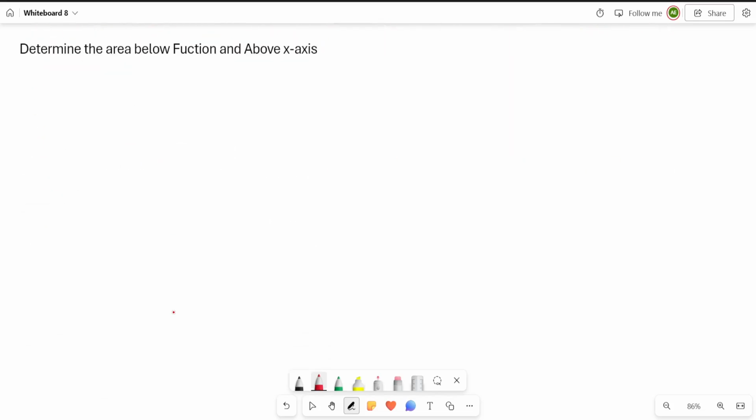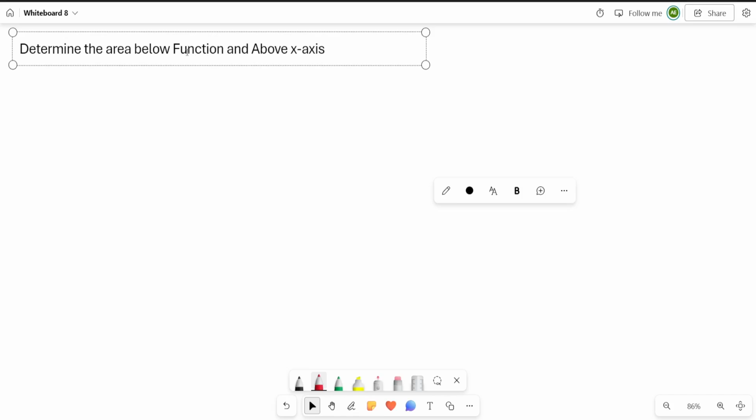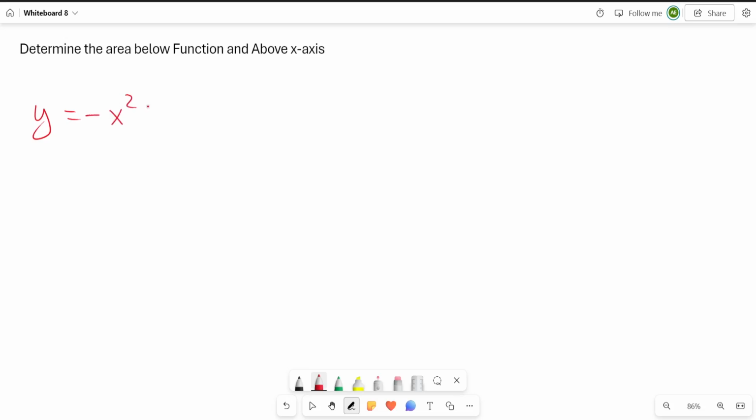Okay, let's take one more example. This question tells me to determine the area below the function and above the x-axis. So there is some function that is given as y equals negative x squared plus 2x plus 3, and it wants us to determine the area below this function and above the x-axis. So it's always good to try and draw or sketch this area.